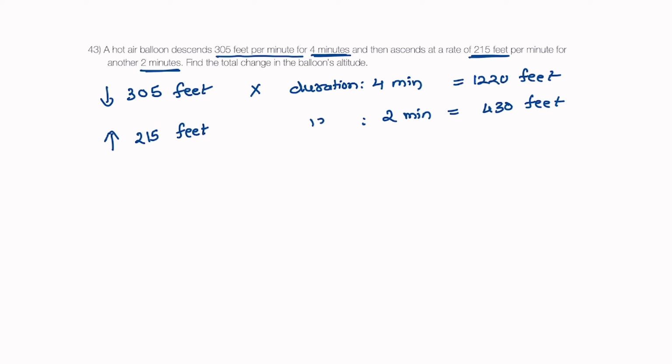Find the total change in the balloon's altitude. It's the total change basically. Let's also do it diagrammatically so that we have better view of it, better understanding, better clarity. Let's say this is where it starts. It goes down. How much did it go down? 1220 feet. And then again it's going up. How much is it going up?